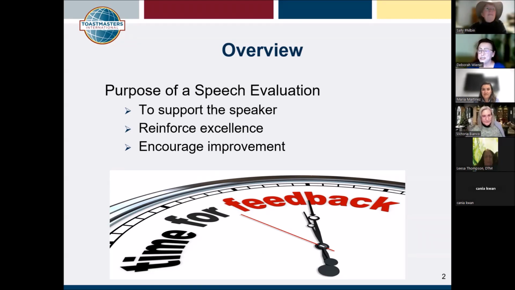Now let's get to the good stuff. What is the purpose of a speech evaluation? It's twofold. It teaches listening skills and improvisational skills, as the evaluator pulls together their thoughts and provides feedback to the speaker within a matter of minutes. It also provides practice for the evaluator on how to present a well-balanced, helpful, and supportive evaluation. And secondly, the speaker has an opportunity to grow and develop as a speaker by receiving this feedback that both reinforces excellence and encourages improvement.